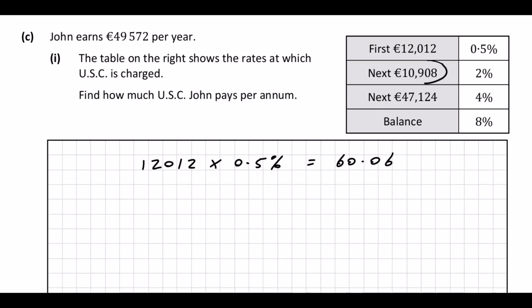So he does earn another 10,908 euros. If you add these two together, you still haven't reached 49,572. So we've got to take the 10,908 and multiply that by 2%. So we've got to get 2% of that, or multiply it by 0.02 or 2 over 100. So when you do that, you should get 218 euros 16 cents.